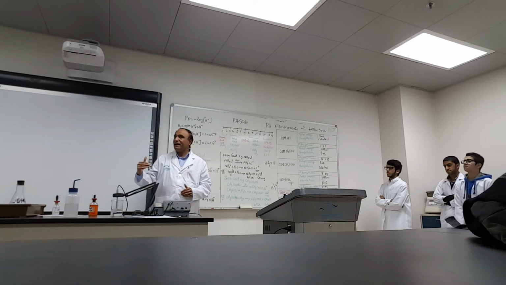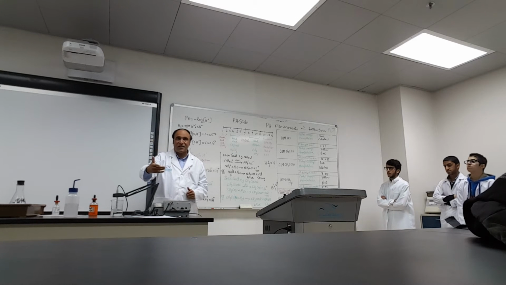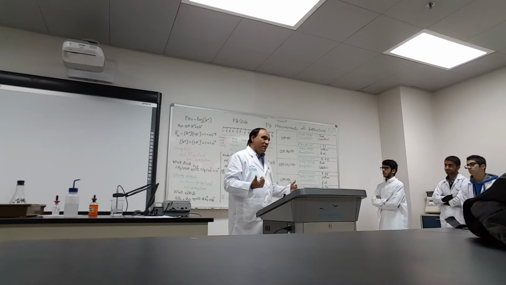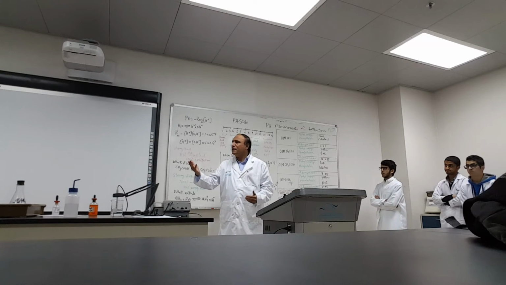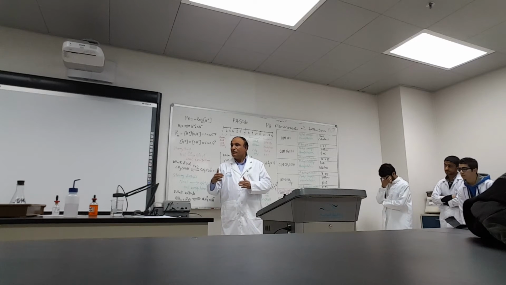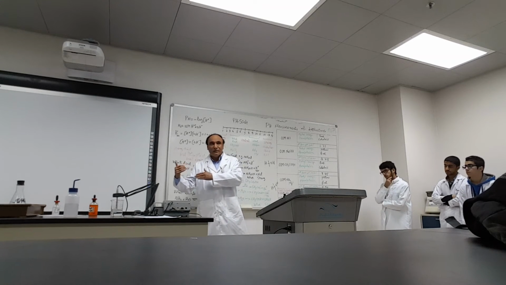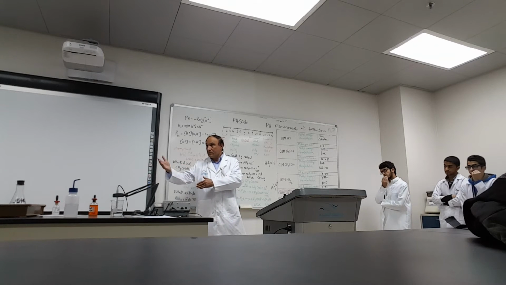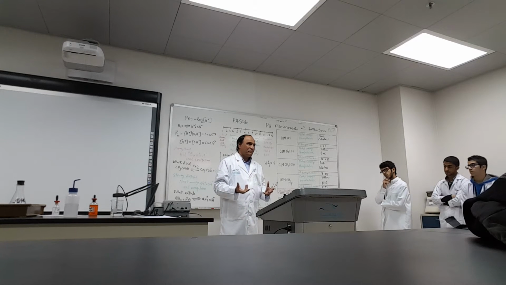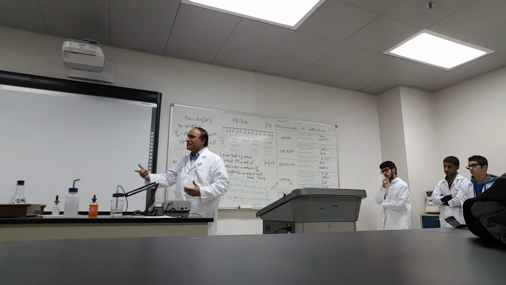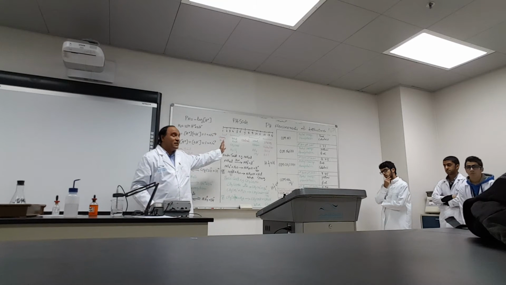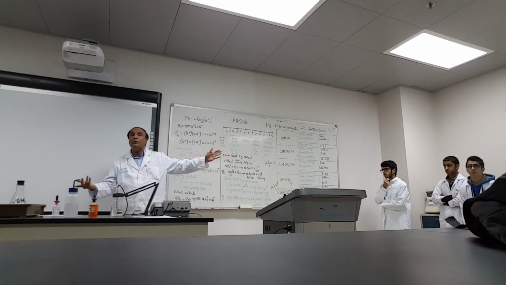pH is an alternate scale. It is another scale which tells us about the strength of an acid and a base. Last time we did molarity. From the molarity we can tell that 1 molar is stronger than half molar. Molarity is a unit of concentration. Normality, percentage, molality, these are the other units. Similarly, pH is a scale similar to molarity.